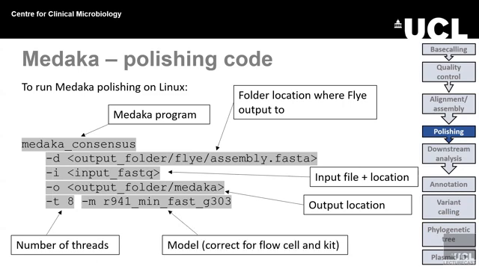And then this is the model. Again, you can see here 9.4.1, that's the flow cell. But you need to check on the Medaka website to make sure that you're using the correct model for the type of kit and whatever that you're using. I think it still works, but your data might not be quite as accurate.